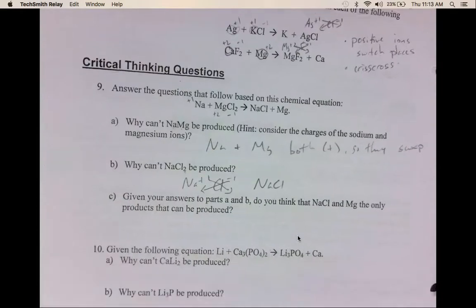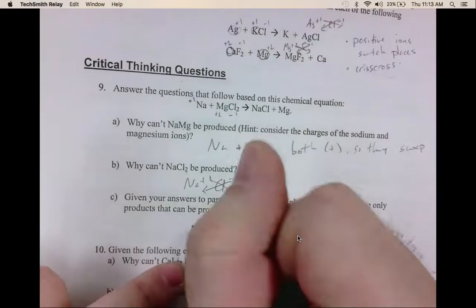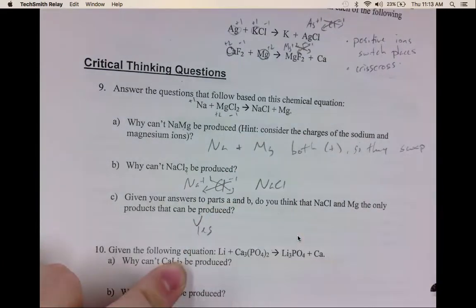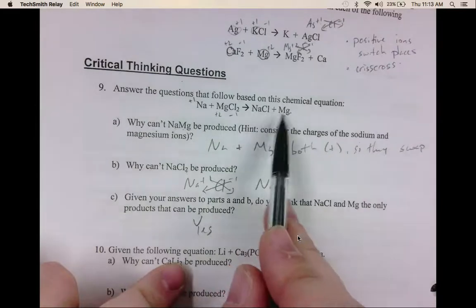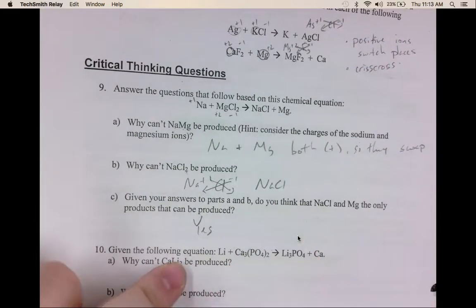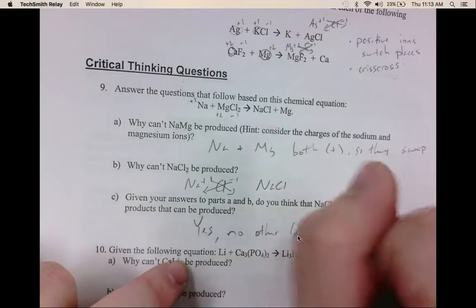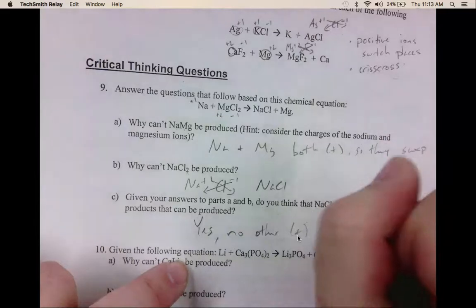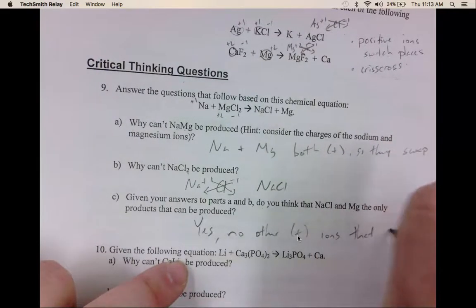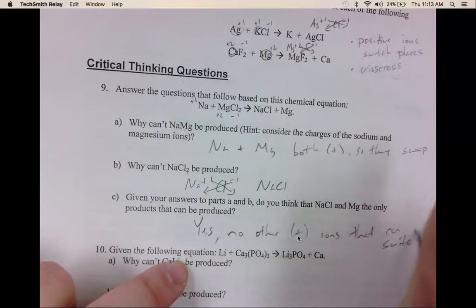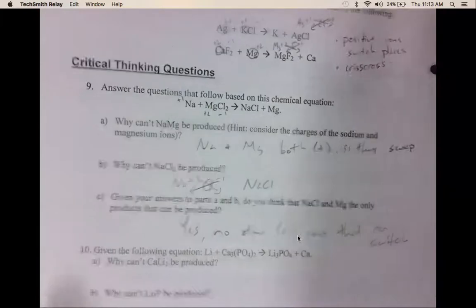And then lastly, given our answers to parts A and B, do we think that sodium chloride and magnesium are the only products that can be produced? In this case, the answer is yes. They are the only products that can be produced, because there are no other positive ions for sodium and magnesium to switch with. There are no other positive ions that can switch. So now base what you do on number 10 off of number 9.